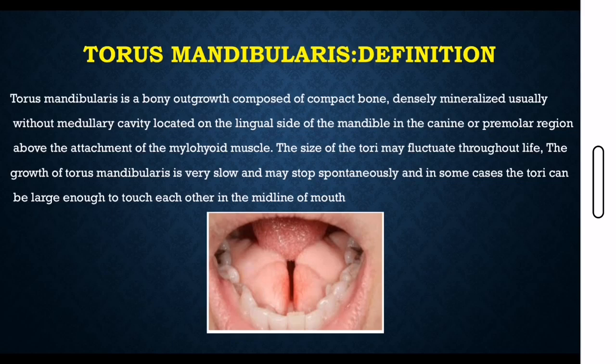Torus mandibularis definition. Torus mandibularis is a bony outgrowth composed of compact, densely mineralized bone, usually without a medullary cavity, located on the lingual side of the mandible in the canine or premolar region above the attachment of the mylohyoid muscle. The size of the tori may fluctuate throughout life. The growth of torus mandibularis is very slow and may stop spontaneously, and in some cases the tori can be large enough to touch each other in the midline of the mouth. As we see in this picture, they almost contact each other.